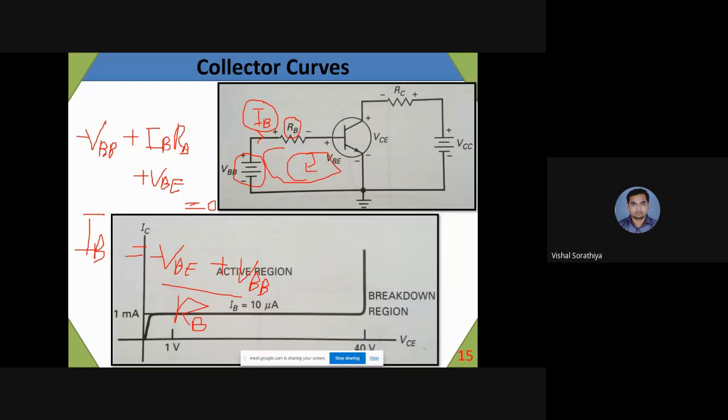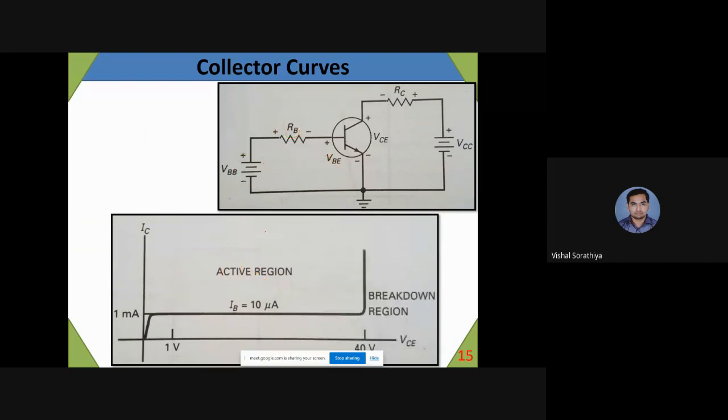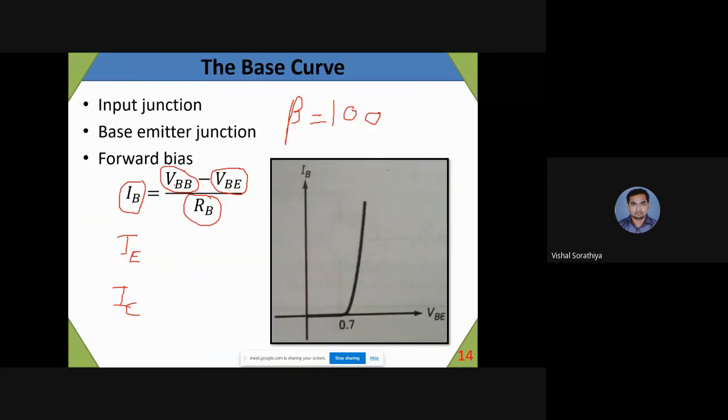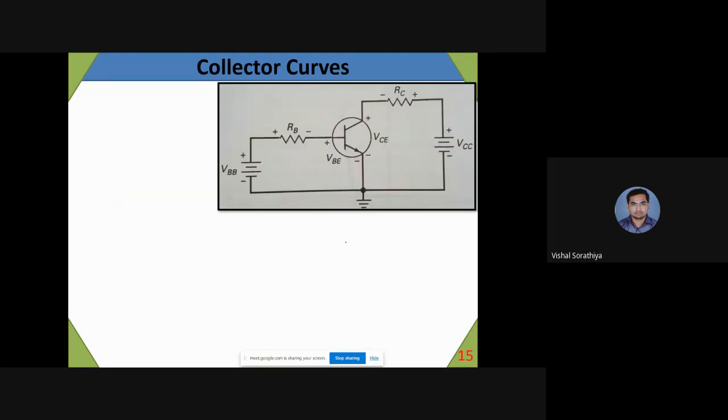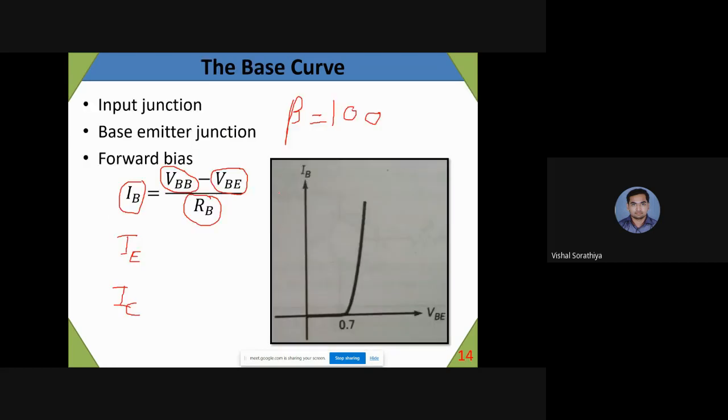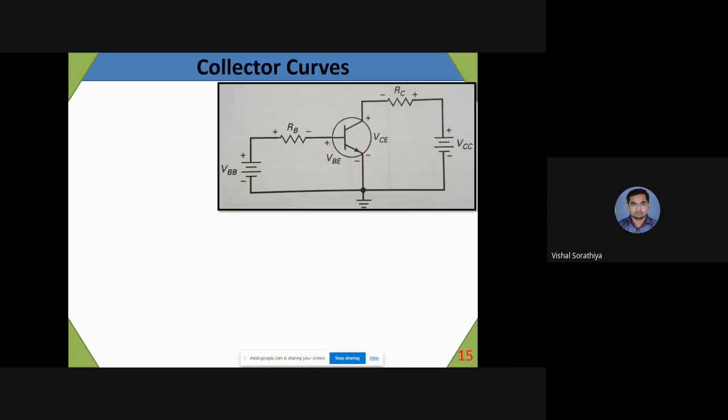Let me clear this screen first of all. So there are two kinds of characteristics possible: the input characteristic and the output characteristic. The input characteristic tells you the amount of voltage you have applied on the base terminal, on the base emitter junction. And where is our base emitter junction? The base emitter junction is over here.